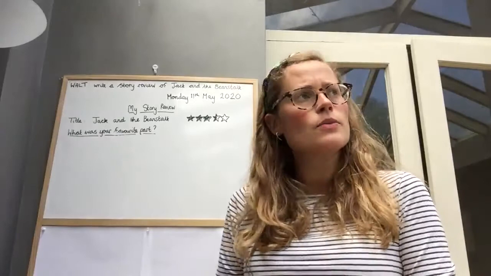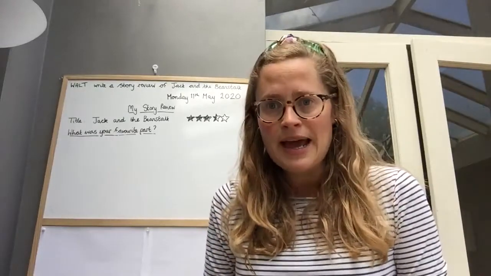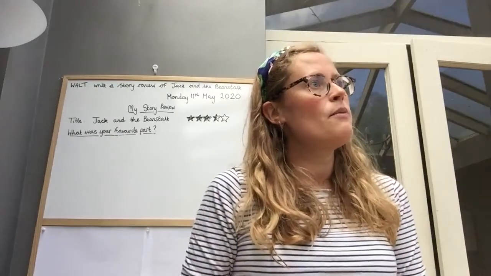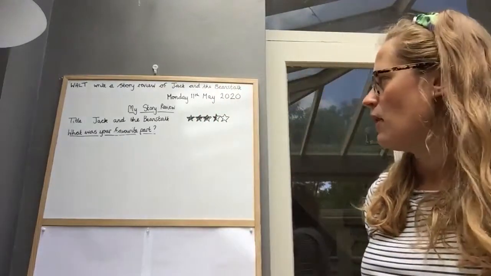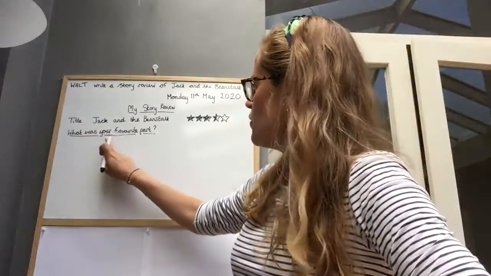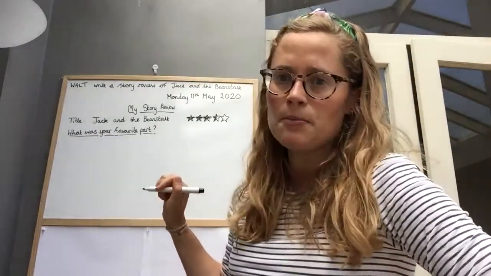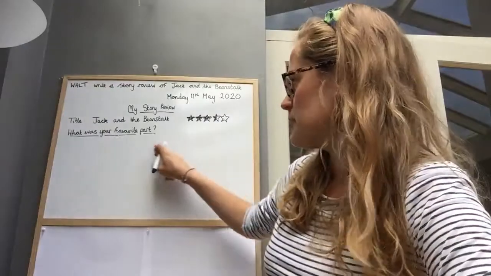Perhaps your favourite part was the bit with the golden hen. Or maybe it was when you got to see what delicious food the giant got to eat. Lots of different things that you could write, but I want you to choose your one favourite part. Now, let's see, what am I going to write? What was your favourite part? I'm going to start my sentence answering this part of the question.